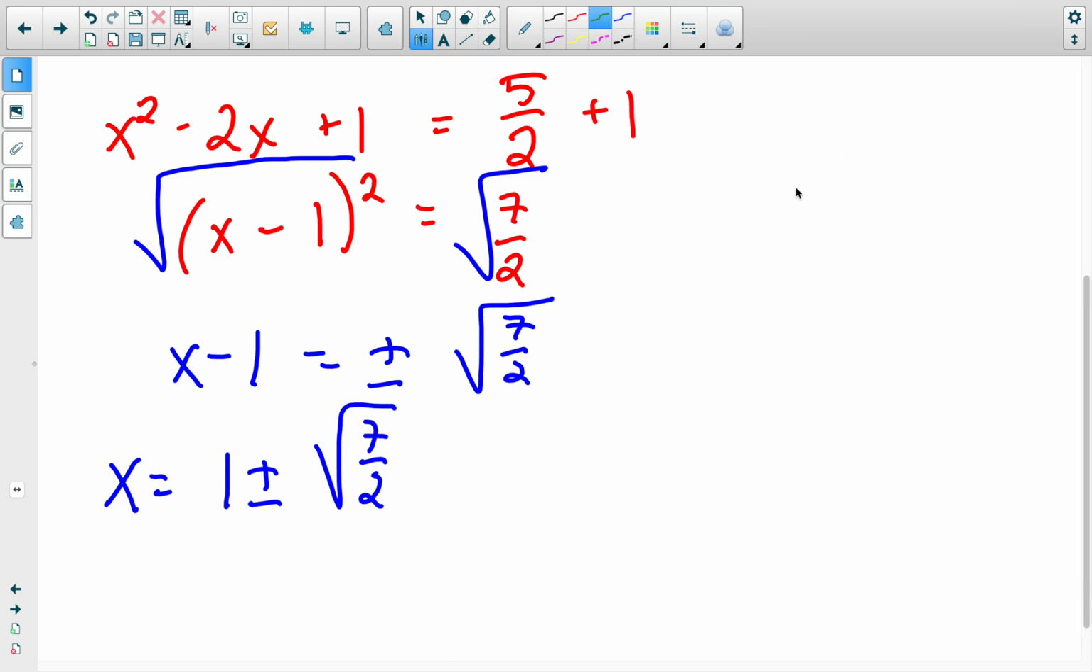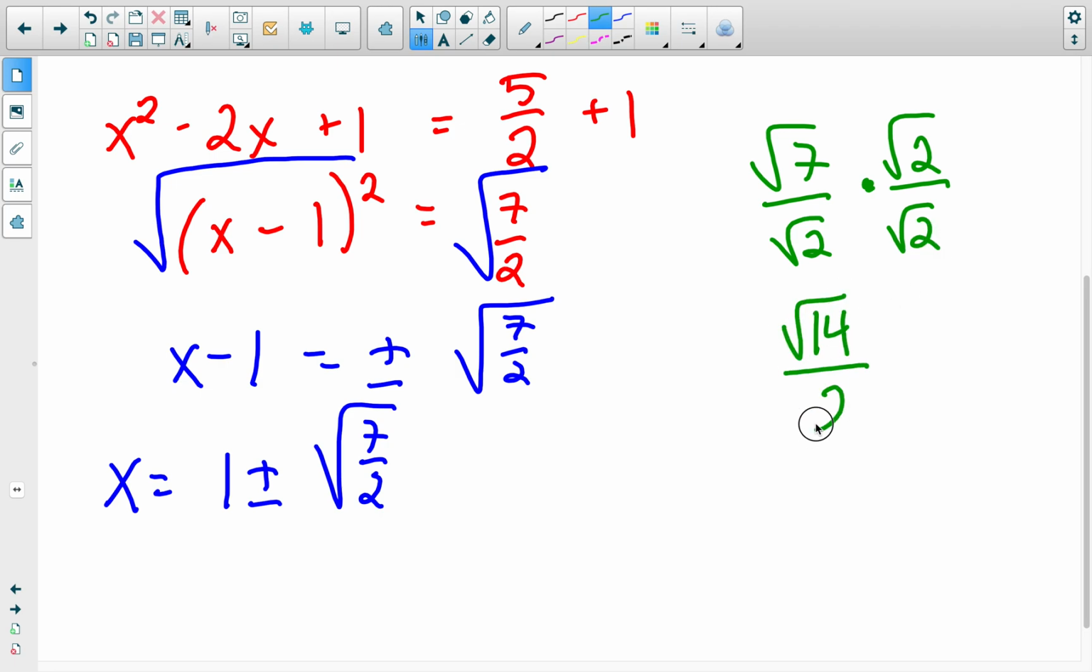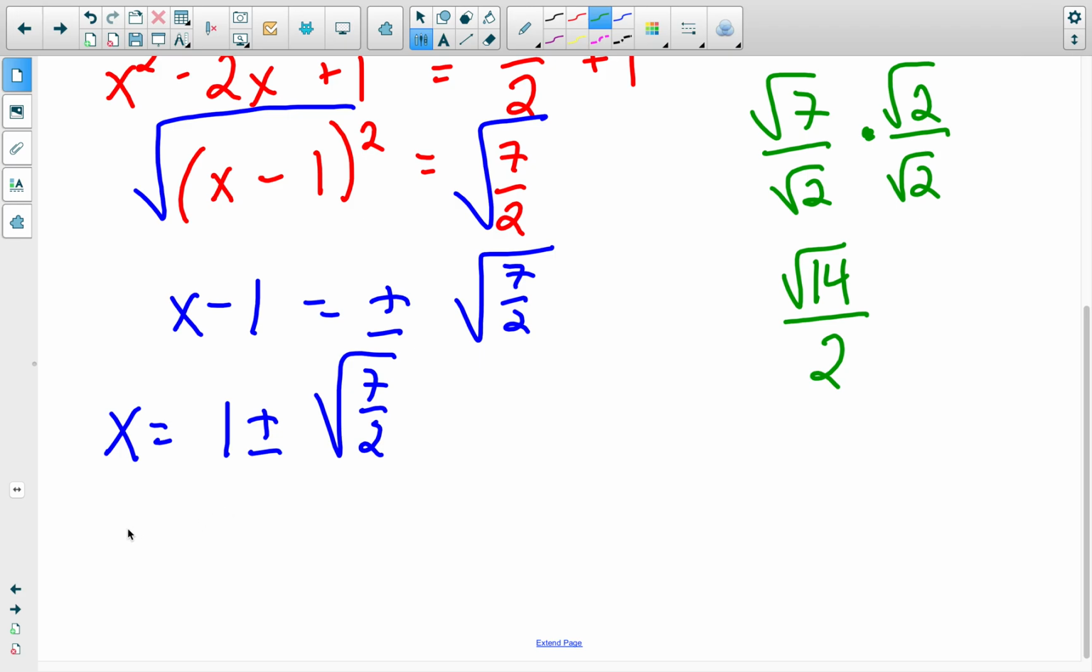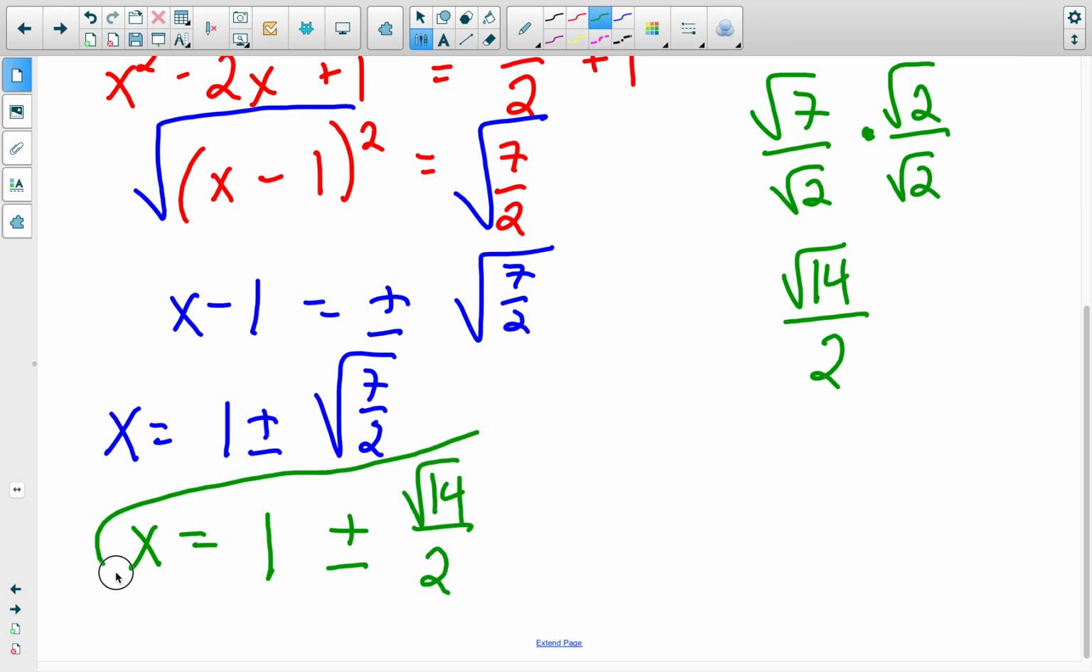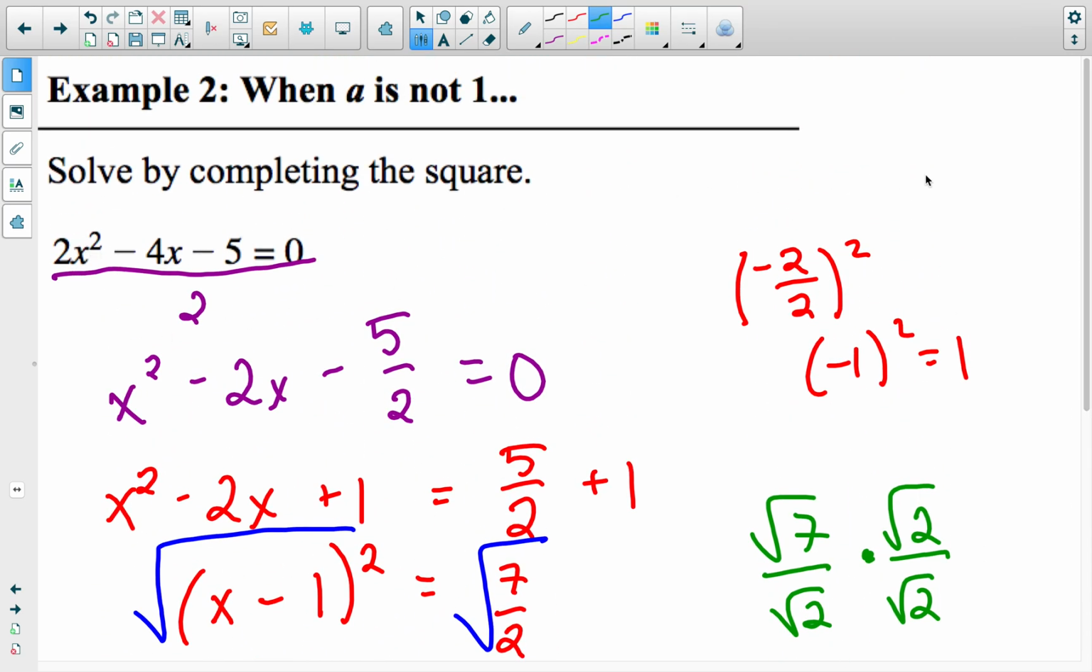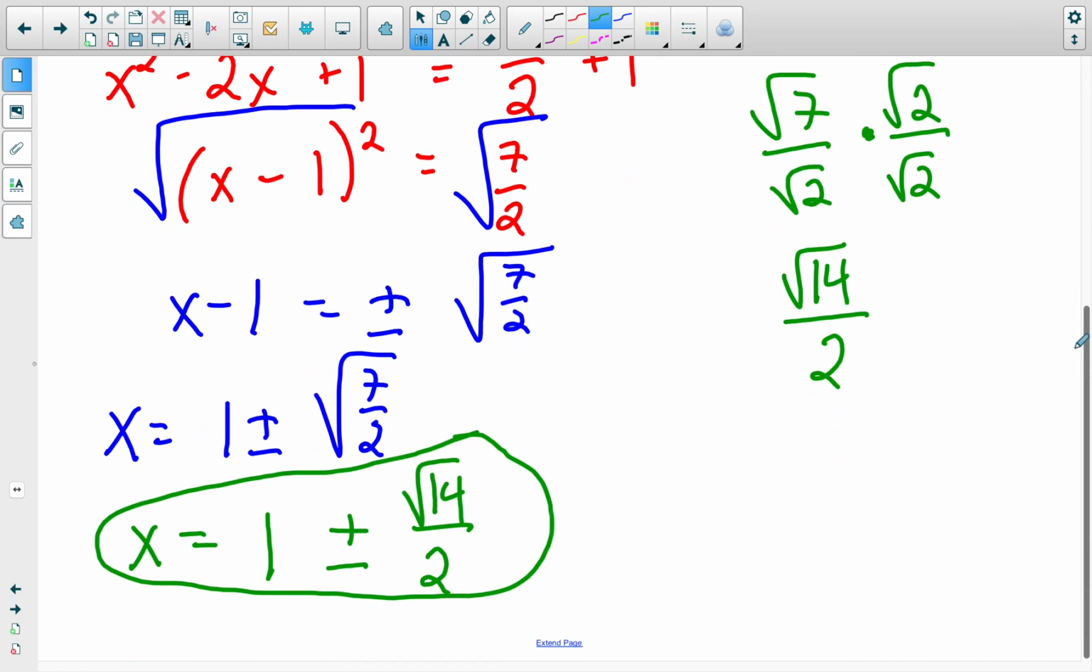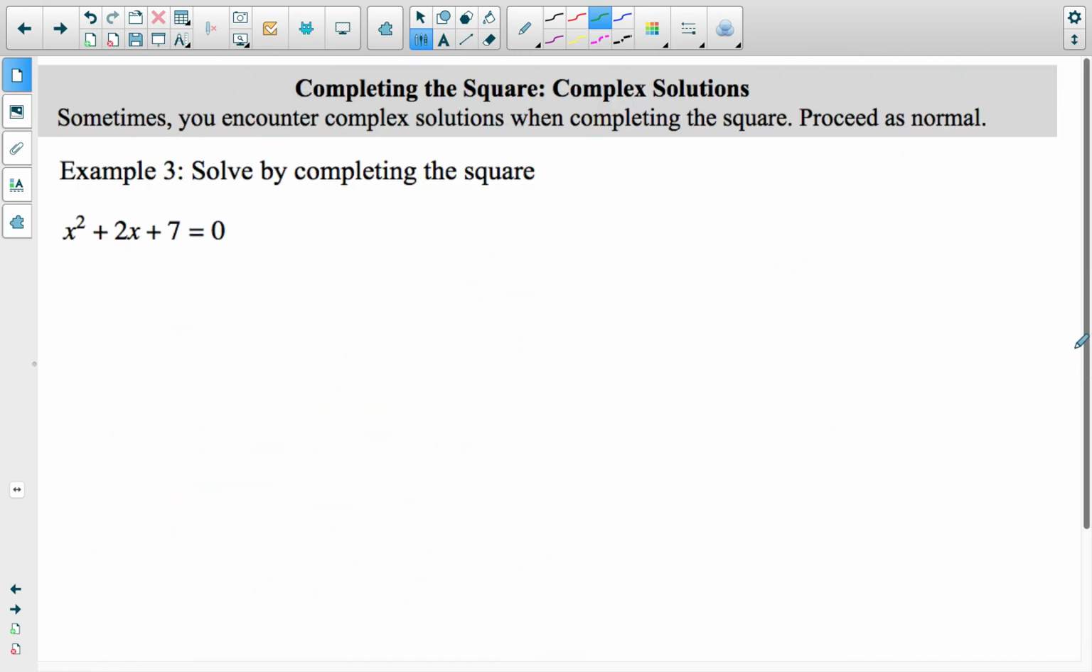It is improper mathematical practice to leave a radical in a denominator, because right now this is technically root 7 over root 2. So what we need to do is rationalize this denominator. Let's multiply by the square root of 2 over itself, which will leave us with the square root of 14 over 2. Meaning that x is equal to 1 plus or minus the square root of 14 over 2. And that is what we want. So same process, but we just had to divide by our leading coefficient 2 first. Like I said, completing the square works every time.